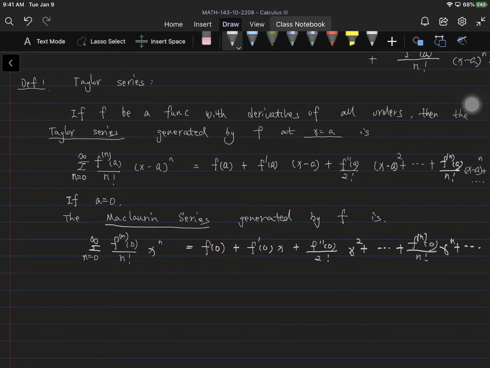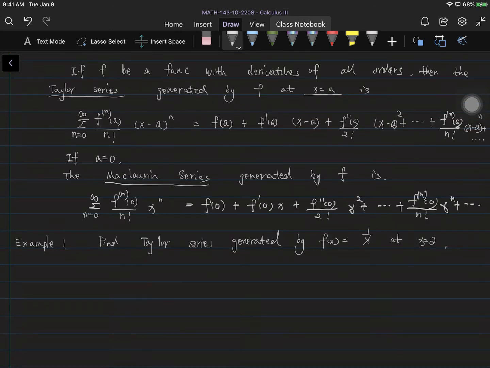Now let's take a look at the example. How to find the Taylor series from a given function. Find the Taylor series generated by this function, 1 over x, at 2. Now let's take a look at the function. Firstly, let's write down our function in the power function way, because we want to find the derivative.